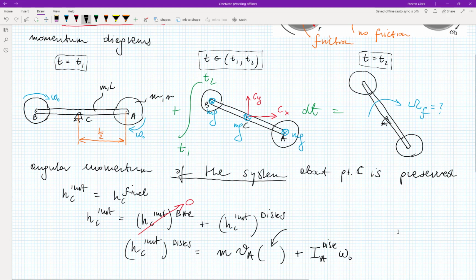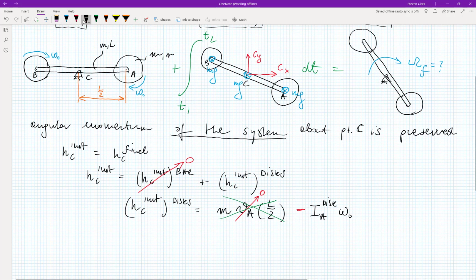But actually it doesn't matter, right? Because what's the velocity of point A? Point A does not move anywhere, right? Point A belongs to the bar. So this is 0. That means that we can get rid of this component. And by the way, is omega 0 rotating in a positive fashion or negative fashion? Negative. So I made a little typo. Minus in here.